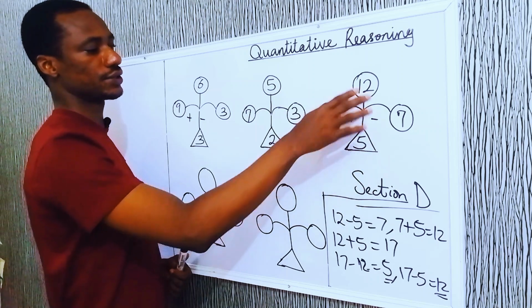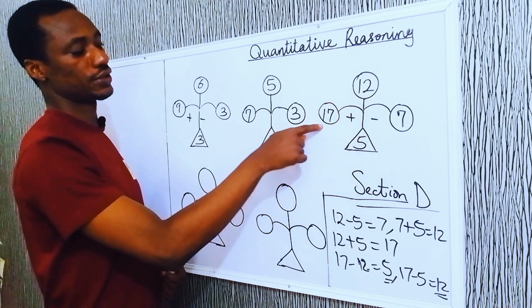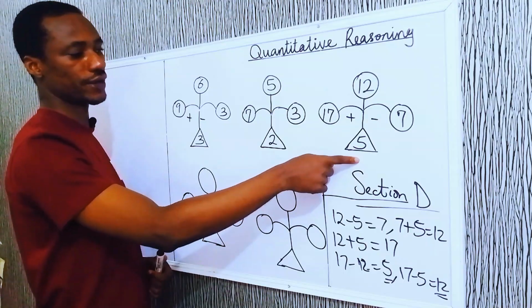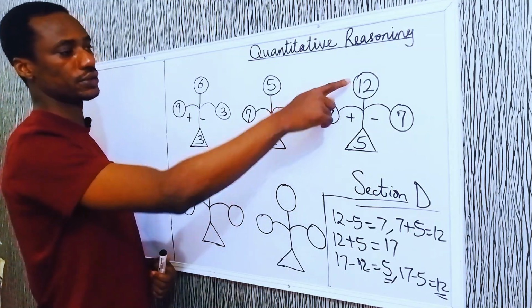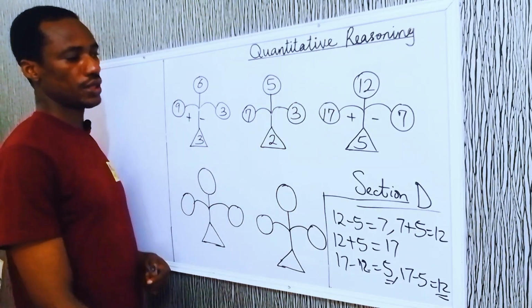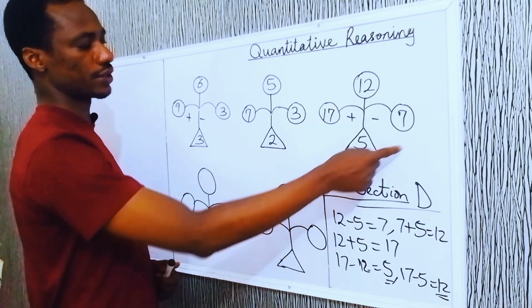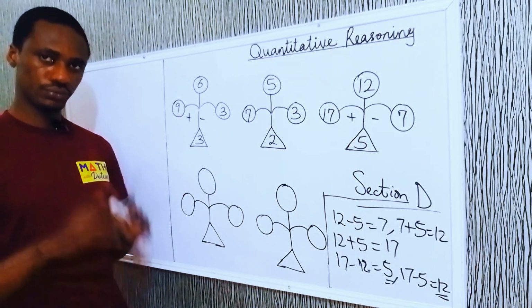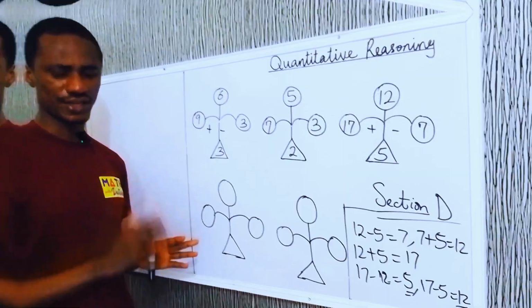So since I'm adding this, 17 is the answer to the addition. So if I take away 12 from 17, I would have 5. If I remove 5 from 17, I should have 12. And then here, 12 minus 5 is 7. So we don't need to waste too much time on that. Okay. Now let's go over to the exercise.